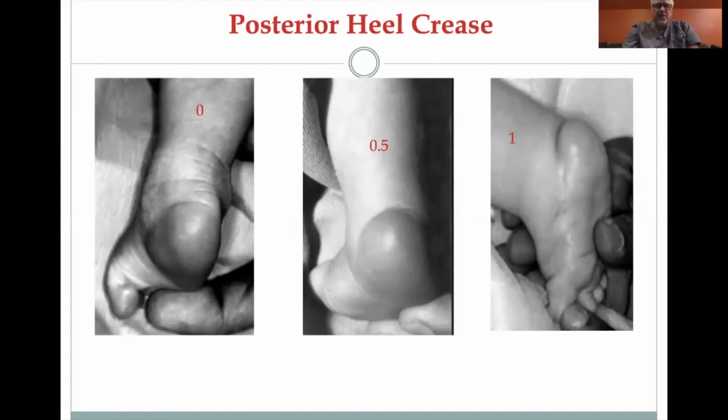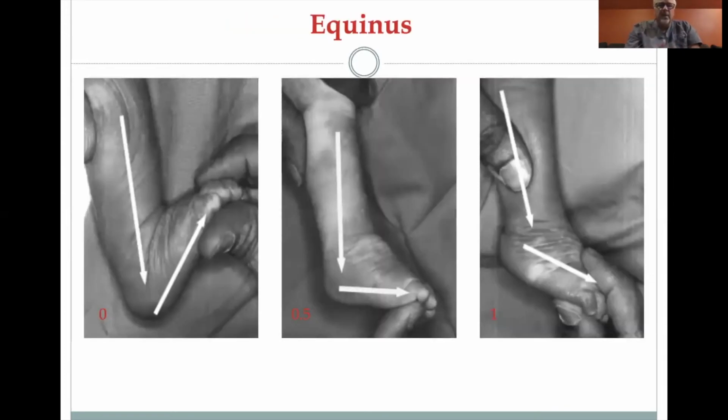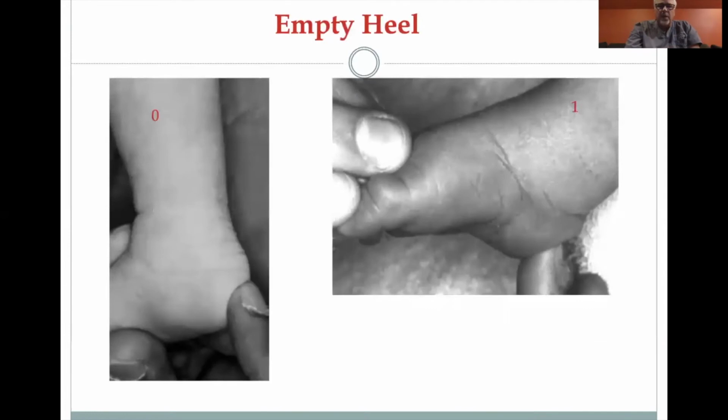Posterior heel crease, as we get to the hind foot, is similar to the medial heel crease. 0 is no crease, 0.5 is a very superficial crease, and then 1 is a deep crevice. Equinus basically is at 90 degrees. Does it go above 90 degrees? That's a 0. If it only goes to 90 degrees, it's 0.5. If it doesn't get up to 90 degrees, that's a 1.